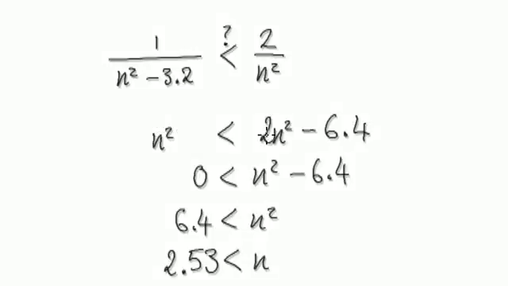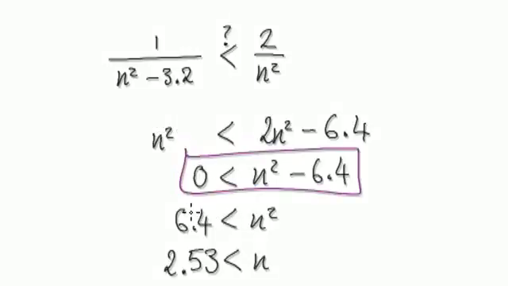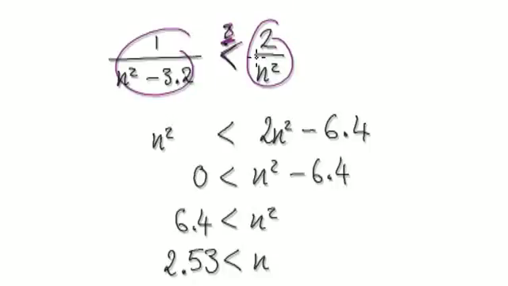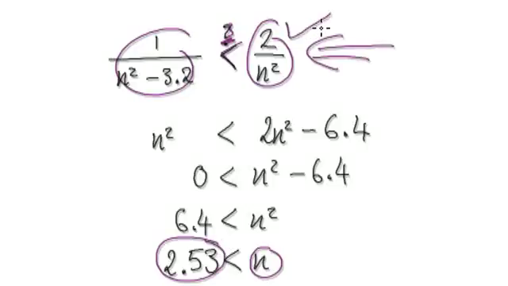So now from here, take away n squared from both sides. That will then give you this, and then add 6.4. That will then give you this, and then square root. You see, when we assume that this thing here is bigger than this thing here, well, if n is bigger than this thing here, then this will be true. Then this will be true.